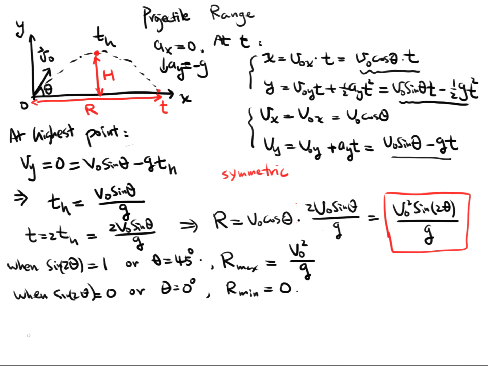And for any angle different from either 0 degrees or 45 degrees, the range is in between. So all the other ranges are between these two values. Okay, and we'll talk more about these ranges in between these two values in further detail in the next video.